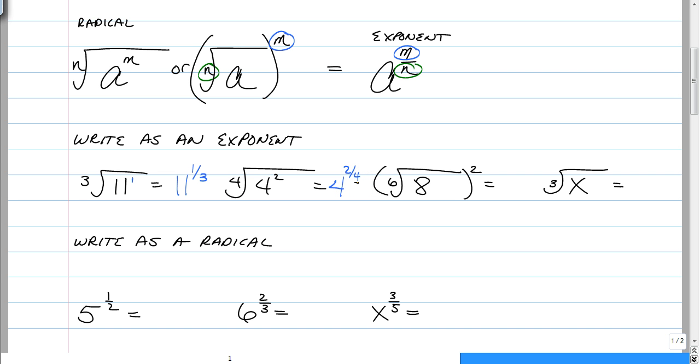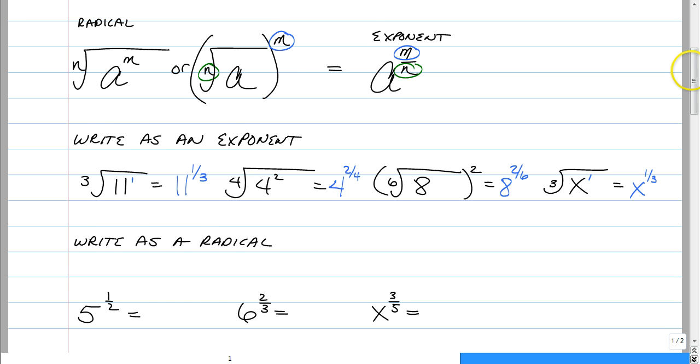Yes, that could simplify to 4 to the 1/2 because that fraction can be reduced, but for right now, I just want you to practice writing. So you try the next two. And you probably got 8 to the 2/6 power. And you probably got x to the 1/3 power because anything without an exponent has an imaginary exponent of 1, and you would be good to go.